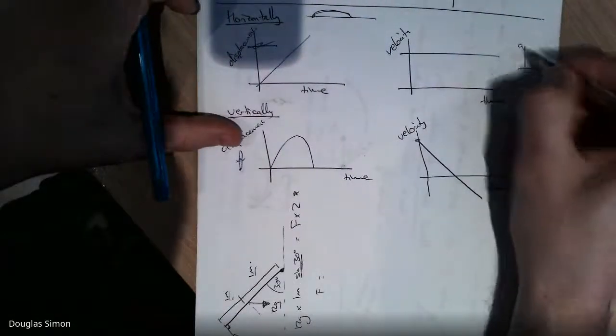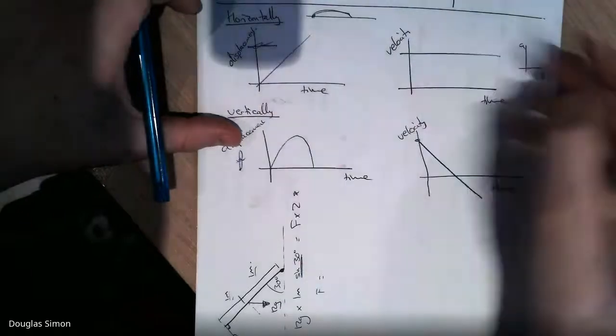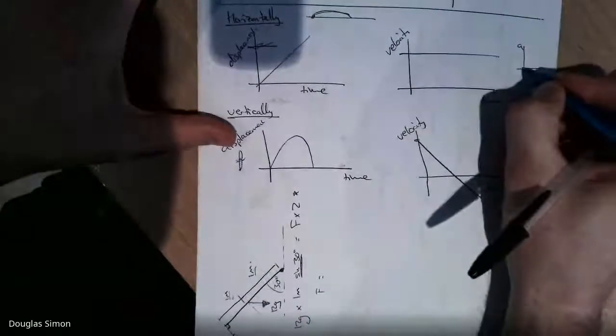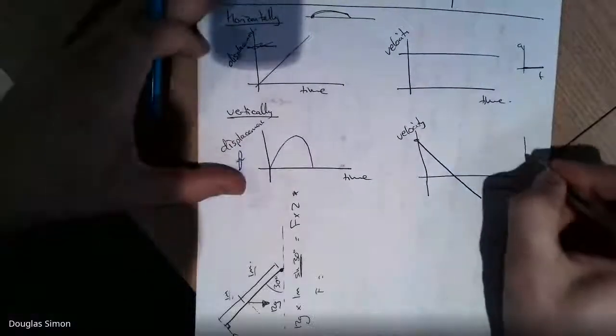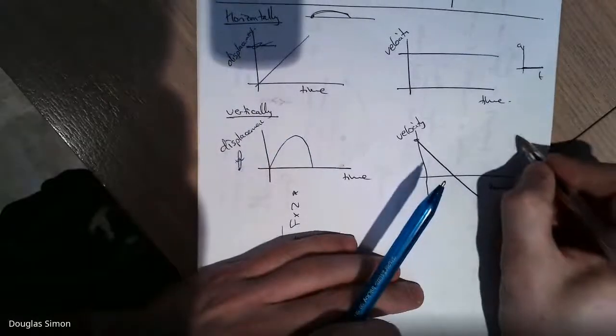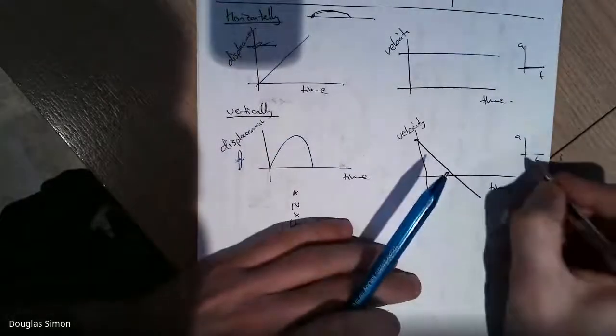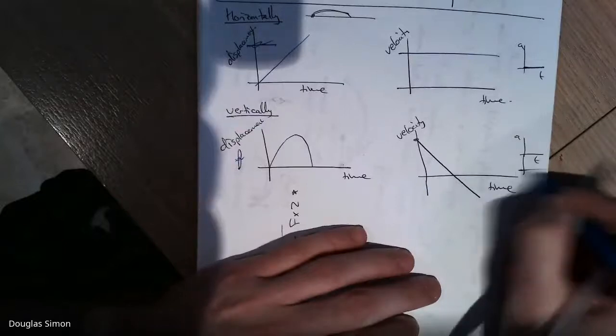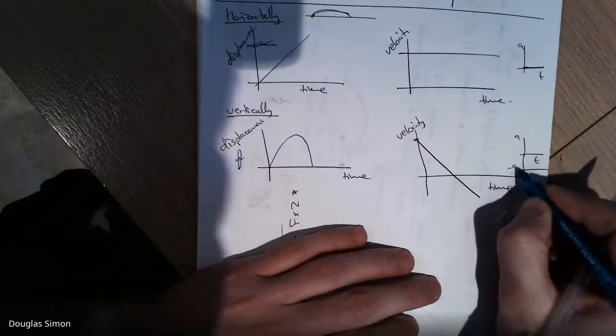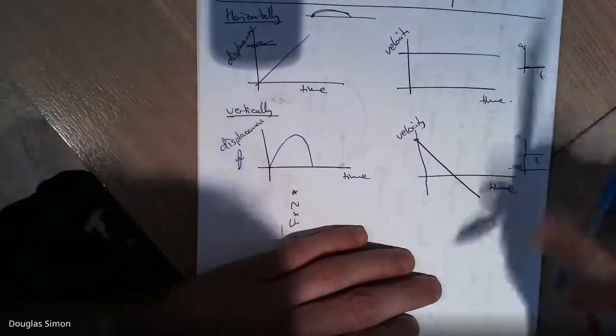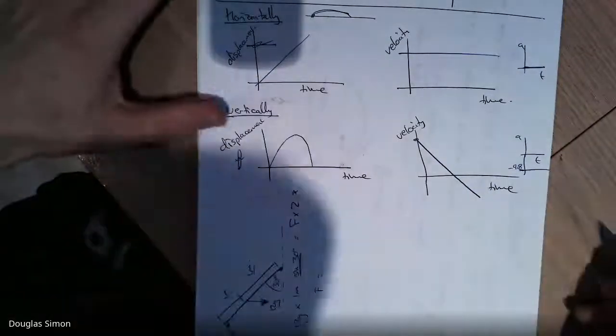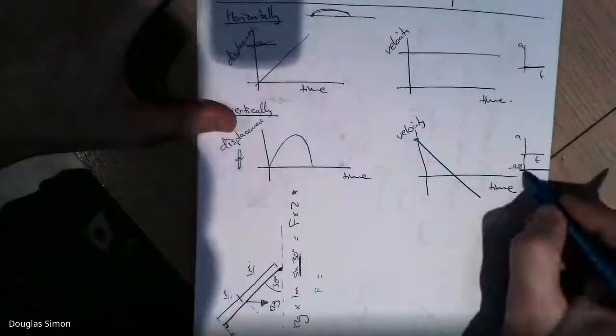I could, I suppose, also have done acceleration time. Horizontally, there's no acceleration, so it'd look like this. And vertically, what is the acceleration? It would be like this. It would be minus 9.8, right? Because we're accelerating down all the time. Maybe I should have put those on.